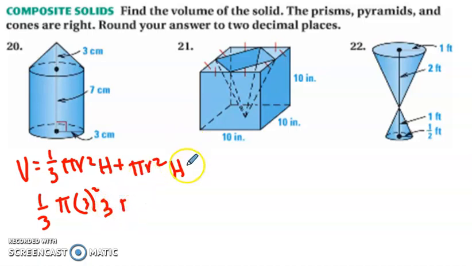And then to that we're going to add the cylinder. And the cylinder has the same radius, which is 3. And the cylinder has a height of 7. So that's it. We simply punch that in our calculator. We got our answer. Let me go ahead and do that.